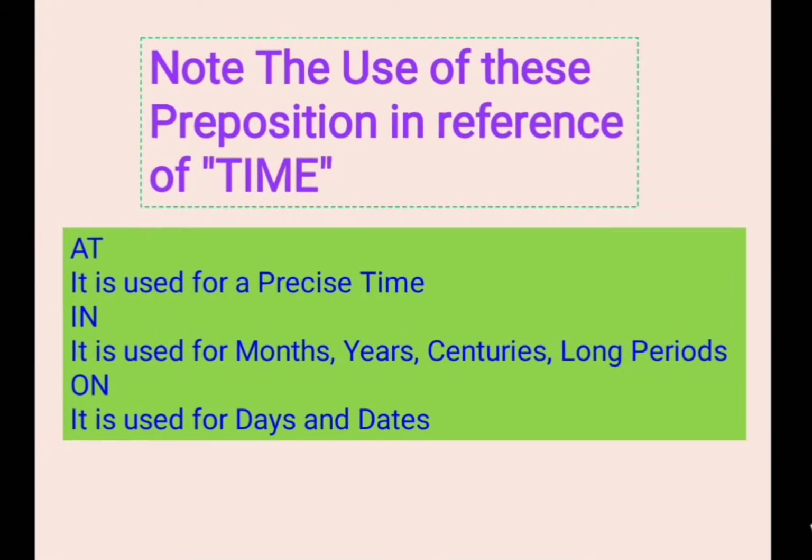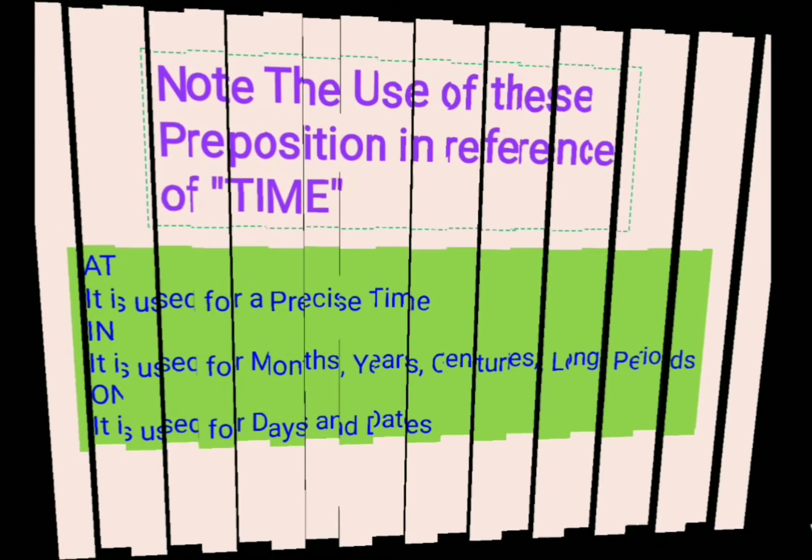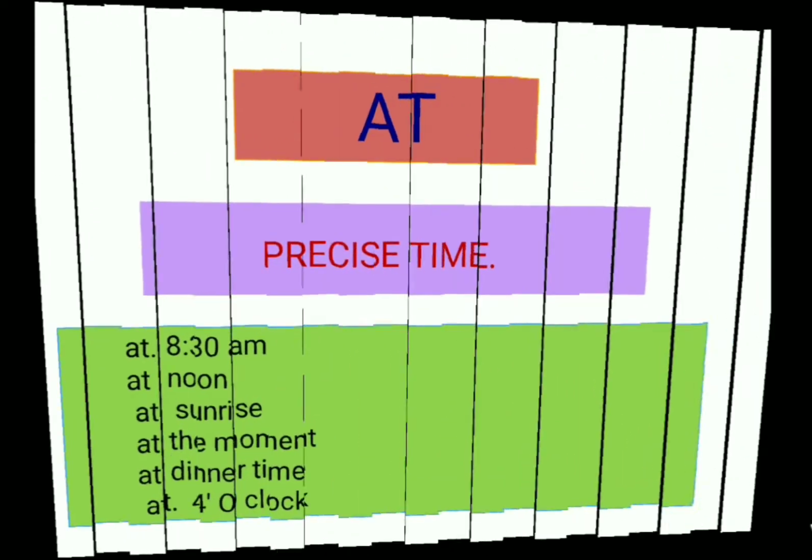Now let's discuss how we have to use these prepositions in reference of time. Starting with at. See, at is used for a precise time. In is used for months, years, centuries, long periods, for seasons, etc. On is used for days, dates or a specific day.